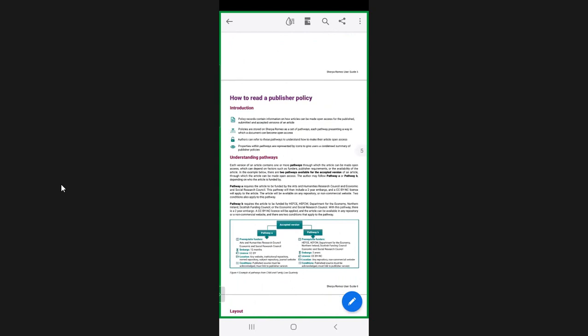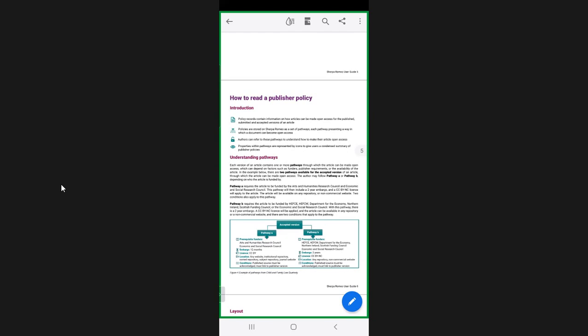Look, there is a picture, pathway A and pathway B. Pathway A is if your research is funded by some research institute or research council, then you are going to follow pathway A. And if it is funded by some international agency, then it comes into pathway B. For example, in India, there are DST, DBT, ICR, that kind of councils.